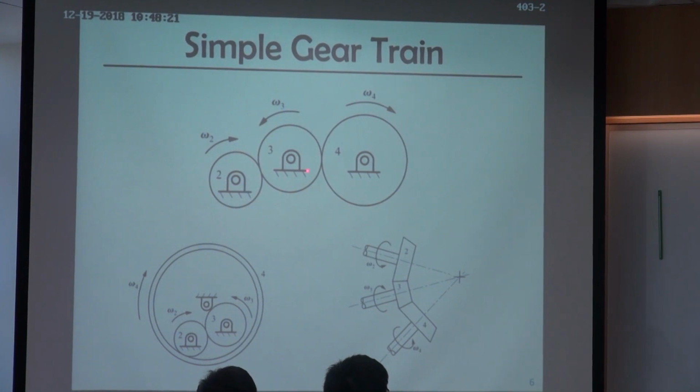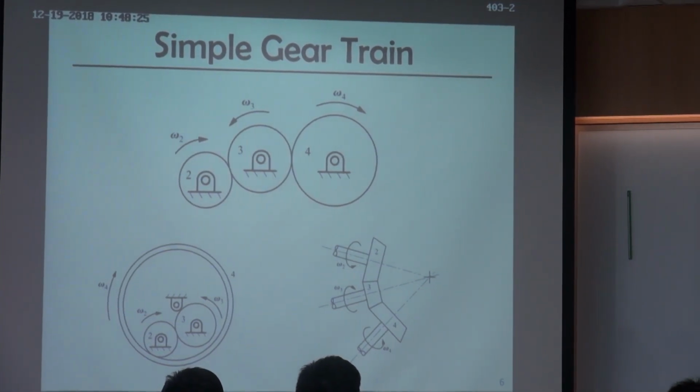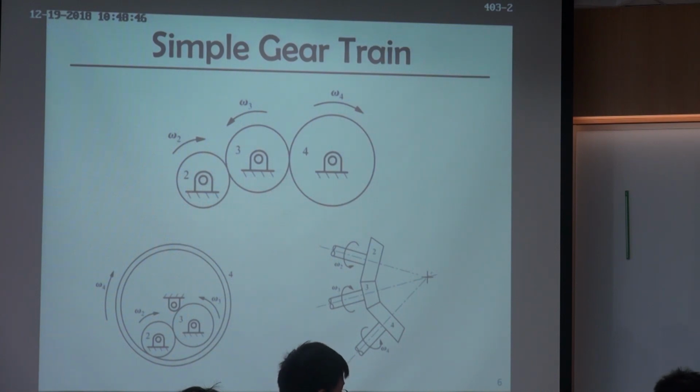But it can help us to change the direction. Right now, omega 2 and omega 4 are in the same direction because of this one. Although the teeth number, the size of this one is not influencing the gear ratio, it changed the direction from the input to the output. Any question for this one?